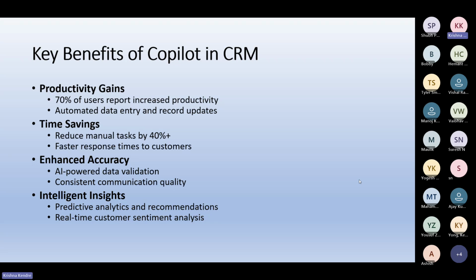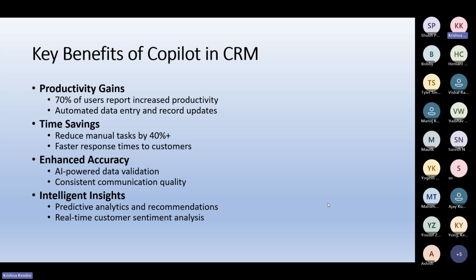So how does Copilot leverage AI for data validation? It will minimize the errors in the records, and automated checks ensure consistent quality in communication, reducing the risk of mistakes. So this ability builds organizational trust in data and customer interaction. Copilot delivers predictive analysis as well, with recommendations straight from the CRM data.